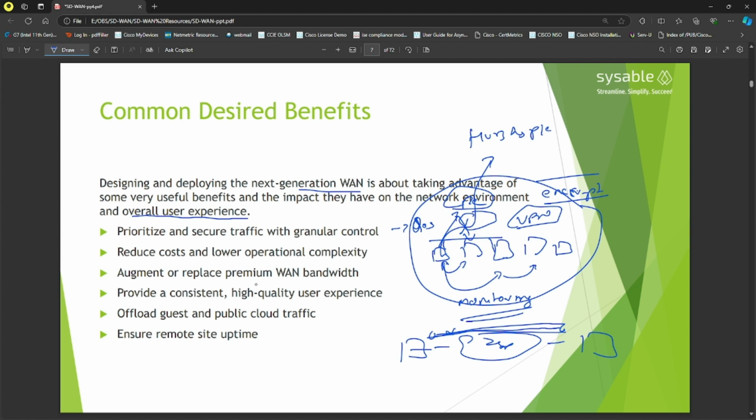Now, augment or replace premium WAN bandwidth. So the idea of the new solution is to replace those expensive MPLS links, because MPLS links will cost you a lot of money if you are using very high bandwidth. Provide a consistent high quality user experience, offload guest and public cloud traffic, ensure remote site uptime. So these are the benefits with the Cisco SD-WAN, or new solution you can say.